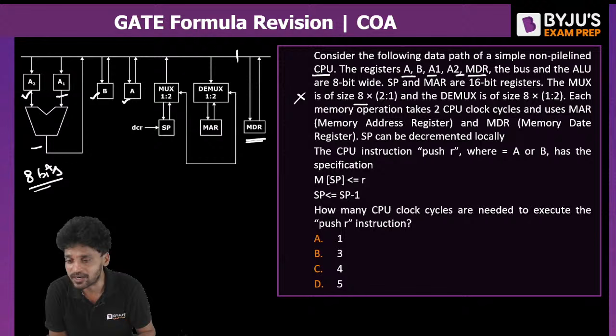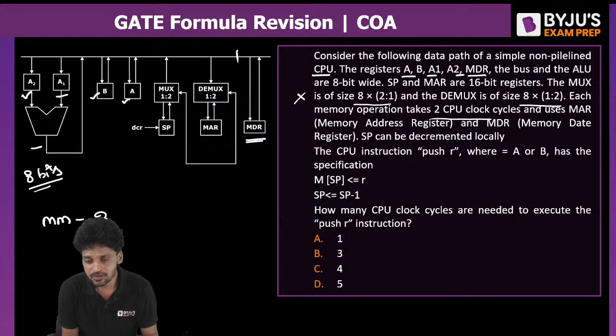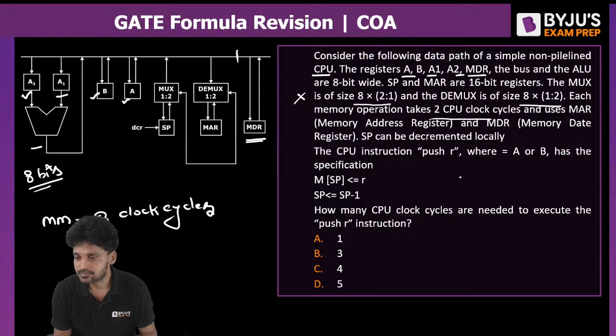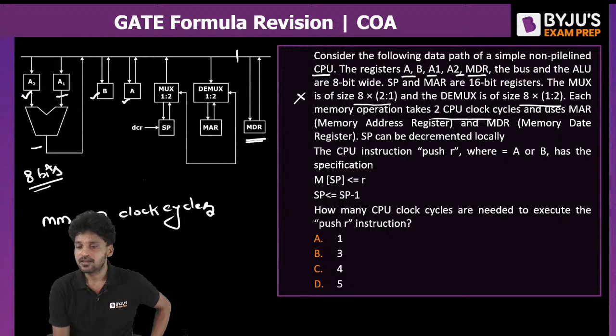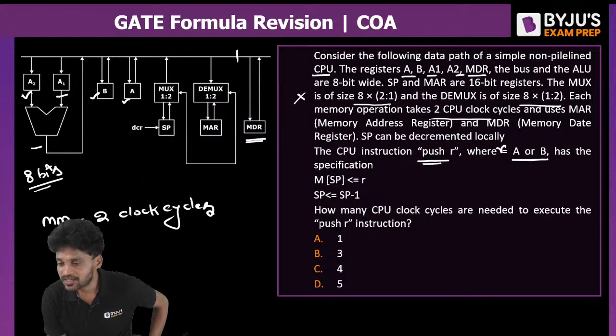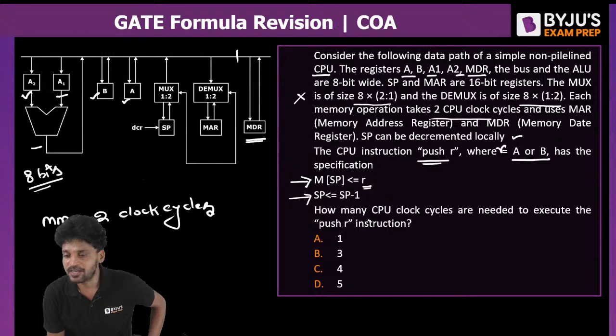We don't need this. Each memory operation takes two CPU clock cycles. Whenever you want to access main memory, the memory access takes two clock cycles, and uses MAR and MDR accordingly. The CPU instruction push R, where R is equal to A or B, has the specification that R needs to get transferred to memory of SP. SP is going to get decremented. SP can be decremented locally. How many CPU clock cycles are needed to execute the push R instruction?